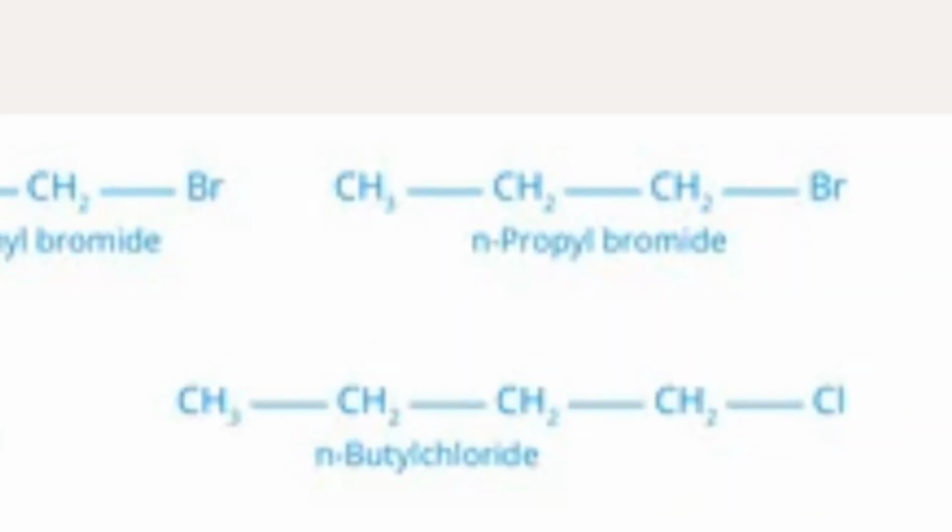In the next example, the alkyl chain has 3 carbon atoms, 1, 2, 3, and you know that a 3 carbon atom alkyl chain is called a propyl group. Then this compound will be named n-propyl bromide. N stands for normal chain.